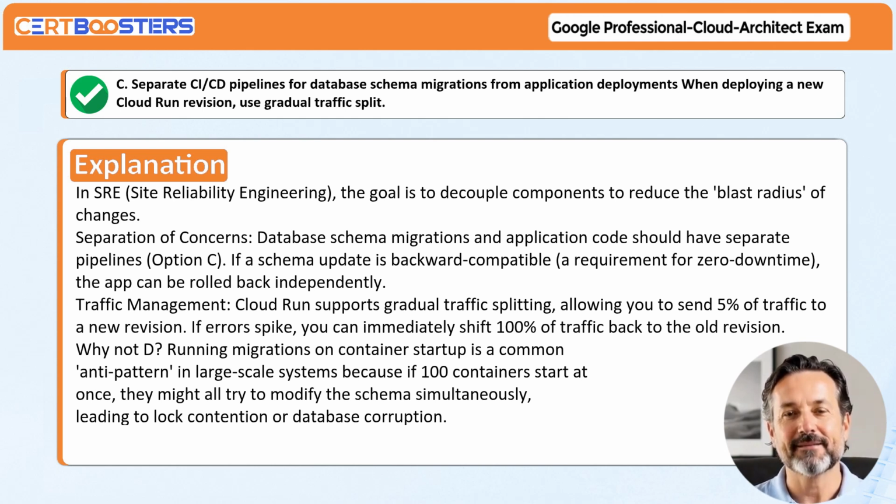Why not D? Running migrations on container startup is a common anti-pattern in large-scale systems, because if 100 containers start at once, they might all try to modify the schema simultaneously, leading to lock contention or database corruption.